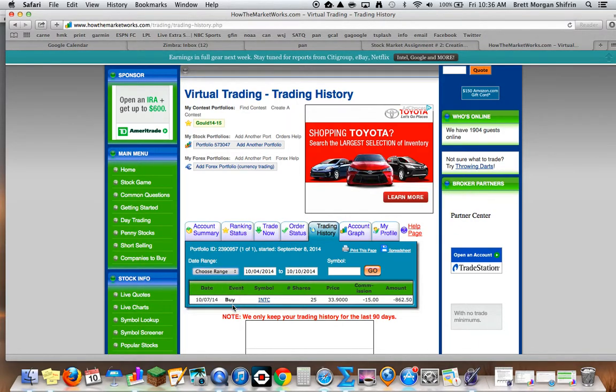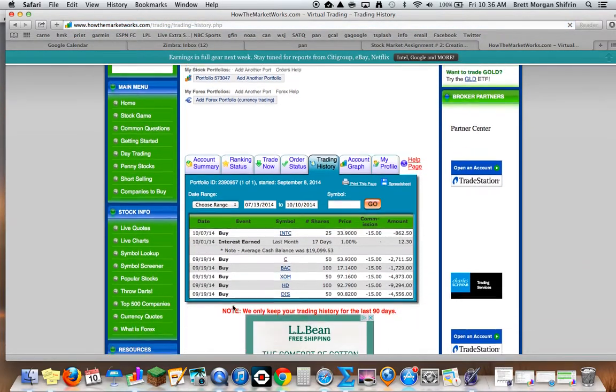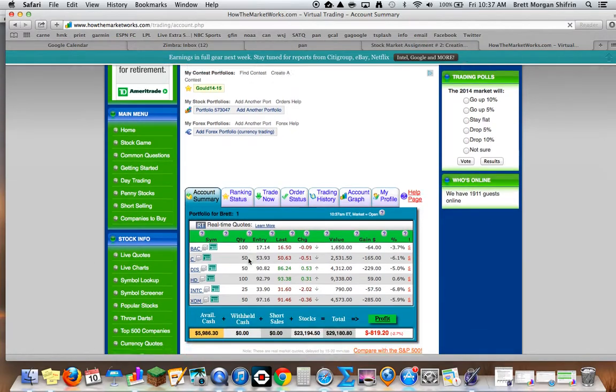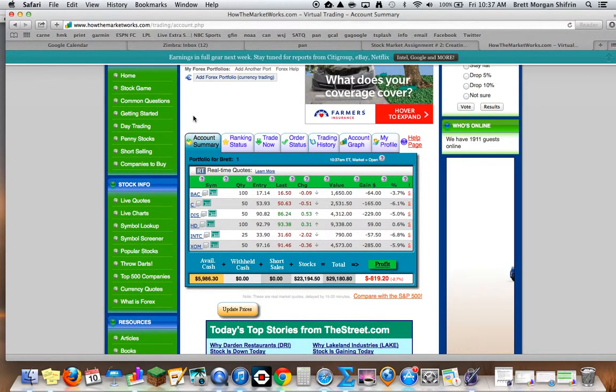I want to choose as much data as I can, so I'm going to choose the last 90 days. And I'm going to take a screencast of this. So Command-Shift-4, and I click and drag down, and there's my screencast. Then it says take a screencast of your account summary. So I'm going to do the same thing, Shift-Command-4, and take my screenshot of that.